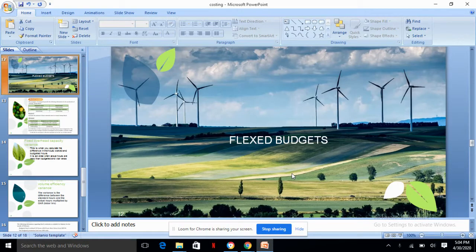Okay, today we'll be looking at flexed budgets, and we'll also consider standard costing, which looks at how we flex budget, how we show the costing and the sales and overhead budgets.